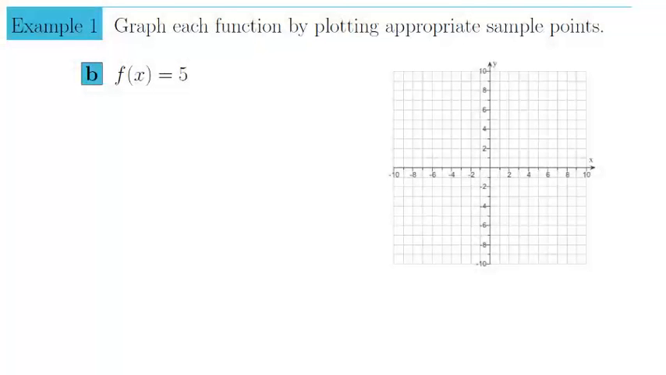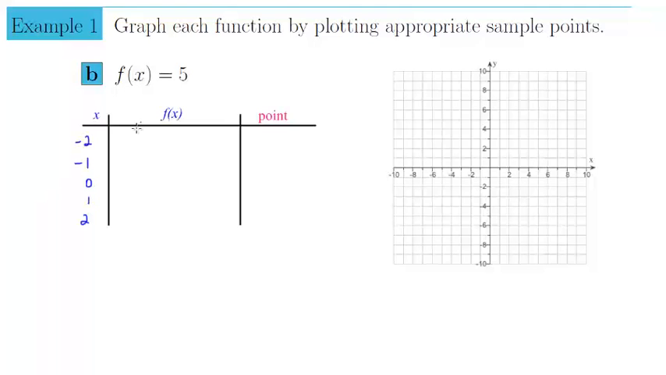On to our second example, which gives us the function f of x equals 5 to plot. This, hopefully you recognize, is a constant function. Because there is no x on the right side, there's no variable on the right side at all, we know this is a constant function. So let me go ahead and pull up my table and plot my usual sample points, and we can figure out how this looks.